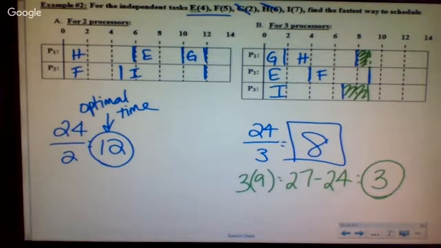You're probably going to see a question on your test that says you have 4 processors and each work 5 hours. So 4 and 5 give you 20. If it only takes 17 hours to do your tasks, how much idle time do you have? 20 minus 17 gives you 3.